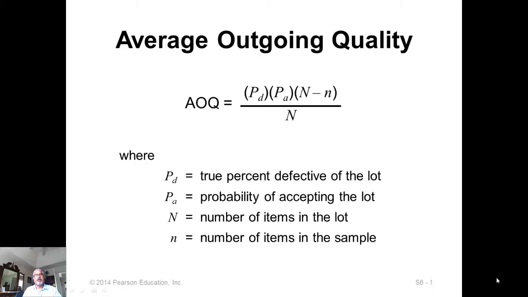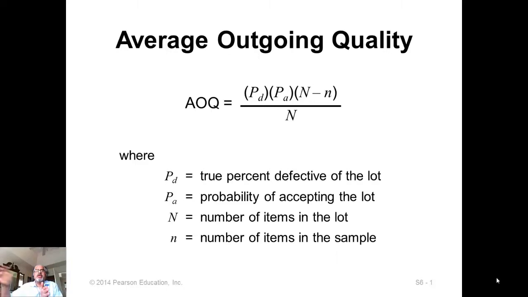The last topic on acceptance sampling is called average outgoing quality. The terminology is kind of misleading because average outgoing quality is about the proportion of defective parts passing the inspection and getting into our inventory.